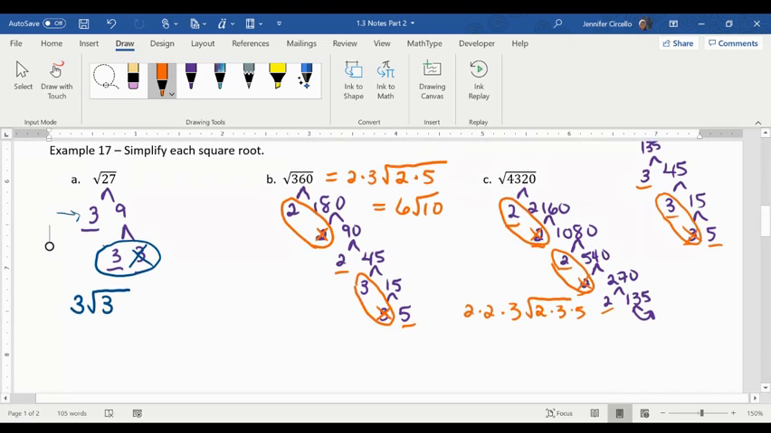Multiplying these out, 2 times 2 is 4, times 3 is 12. And on the inside, 2 times 3 is 6, times 5 is 30.